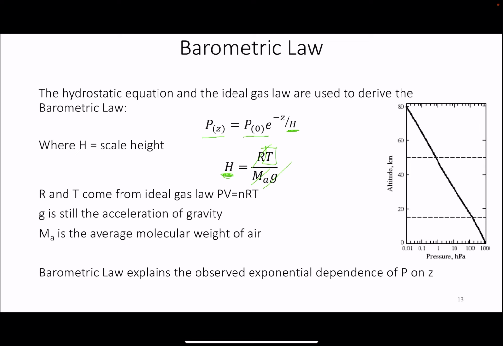The other interesting thing about this equation, this barometric law up here, is it explains why there's an exponential dependence of pressure on z, right? Because right here you've got your exponential dependence of pressure, e to the z, so it's not a linear relationship. Okay, so in this case, if you take a plot like you see on the right, where the natural log of pressure is on the x-axis, so this is the log scale of pressure, and altitude on y, you get a straight line, and if you were to calculate the slope of this straight line, it's equal to H, the scale height.